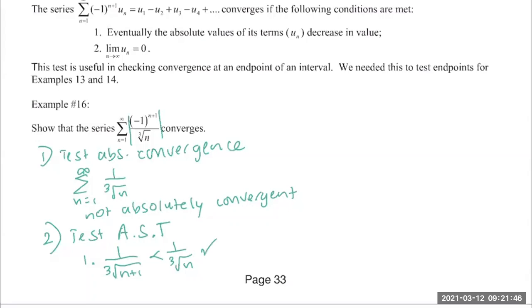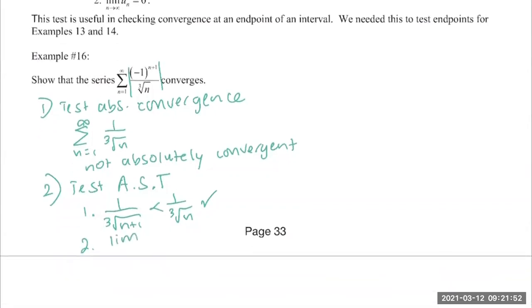Write what you want to be true. Double check, is it really true? The second thing is the same thing. You're going to make sure that as you guys go out to infinity, that your nth term also goes to 0. So limit as n goes to infinity of 1 over cube root of n must be equal to 0. So double check, write it out first, make sure it's true. And if it is, if both of those statements are true, then it passes the AST test.